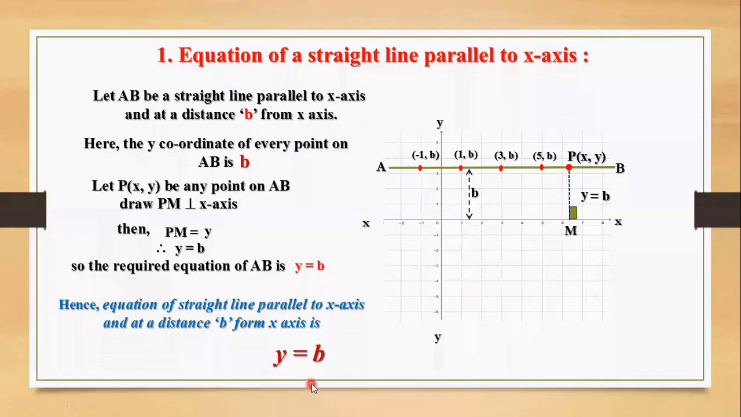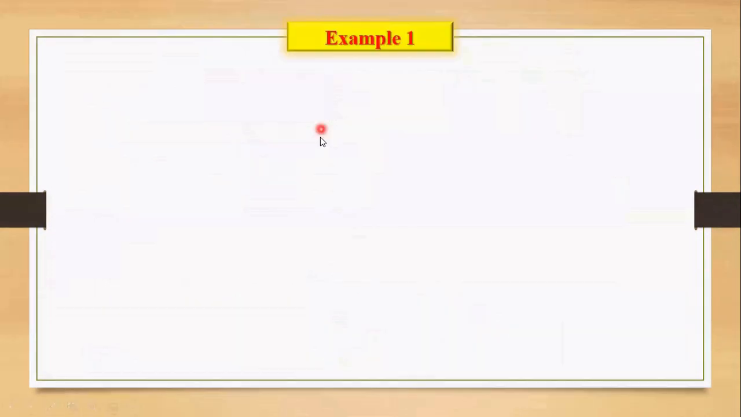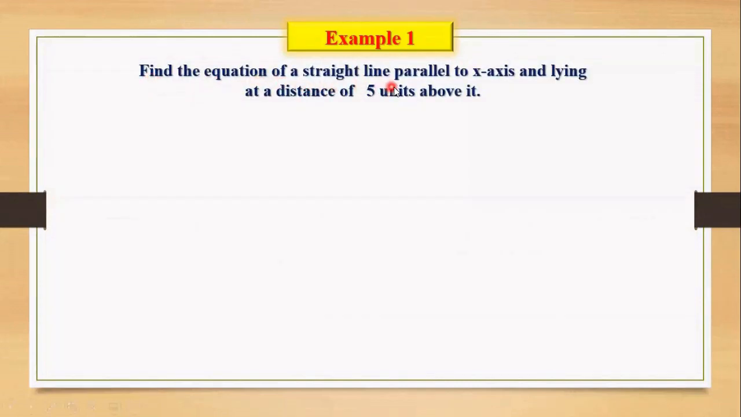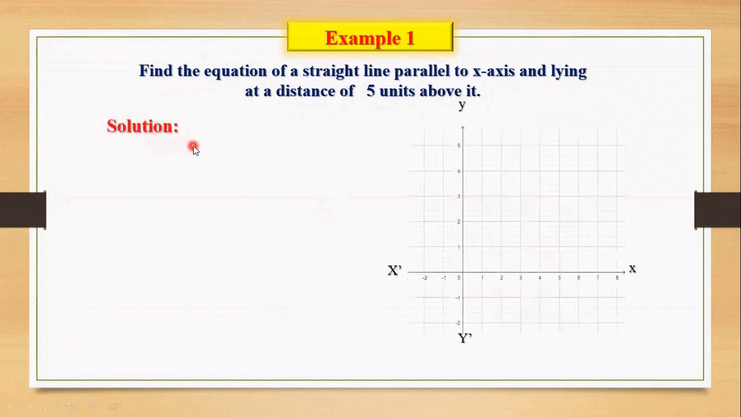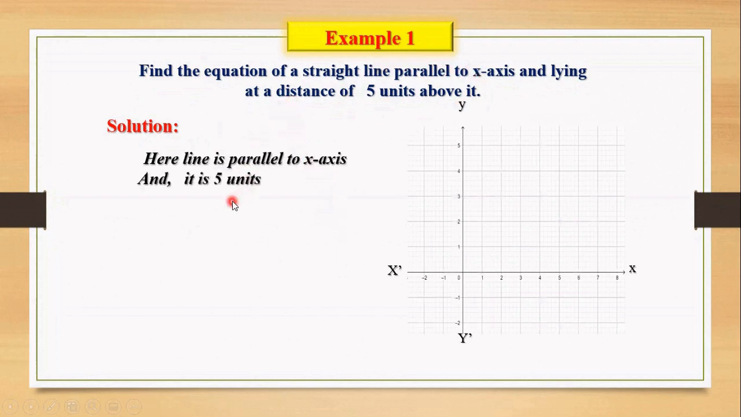Now let's use it in our examples. Example 1. Find the equation of a straight line parallel to x-axis and lying at a distance of 5 units above it. The question says the line has two properties. The first one is the line is parallel to x-axis, and the second property is the line is at 5 units above x-axis.